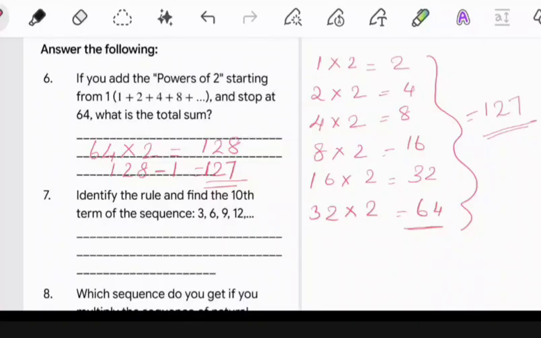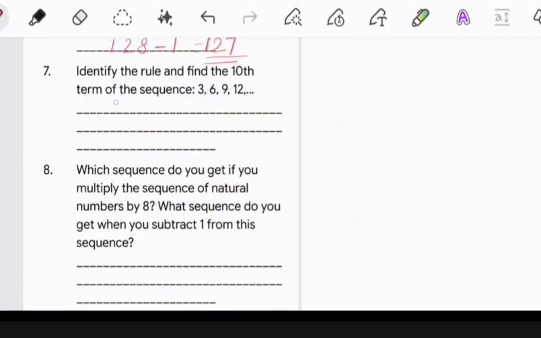Let's move to question number 7. Find the 10th term of the sequence 3, 6, 9, 12. We have to find out the 10th term. Here the rule: multiples of 3, or adding 3 to the previous term. So for the 10th term, 3 into 10, the answer is 30. So the 10th term is 30.